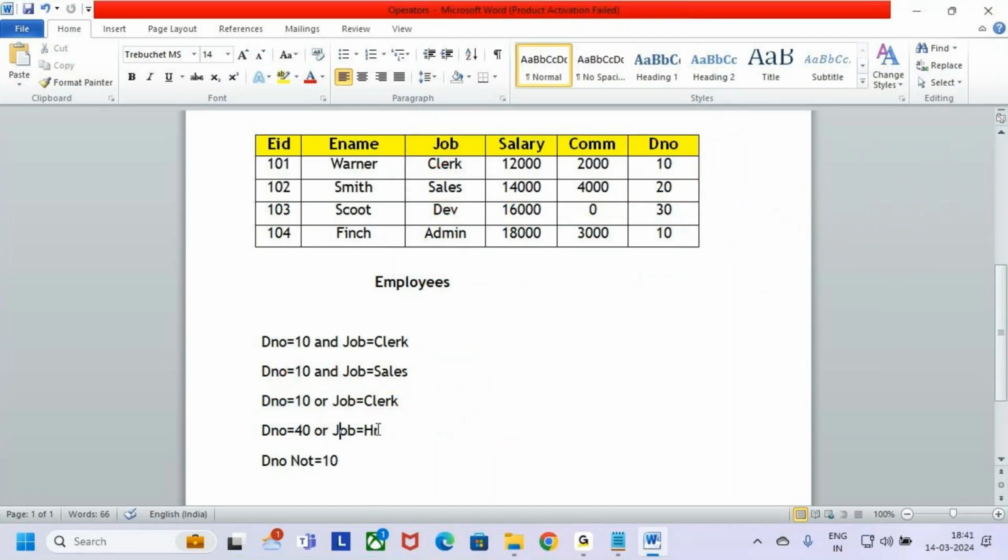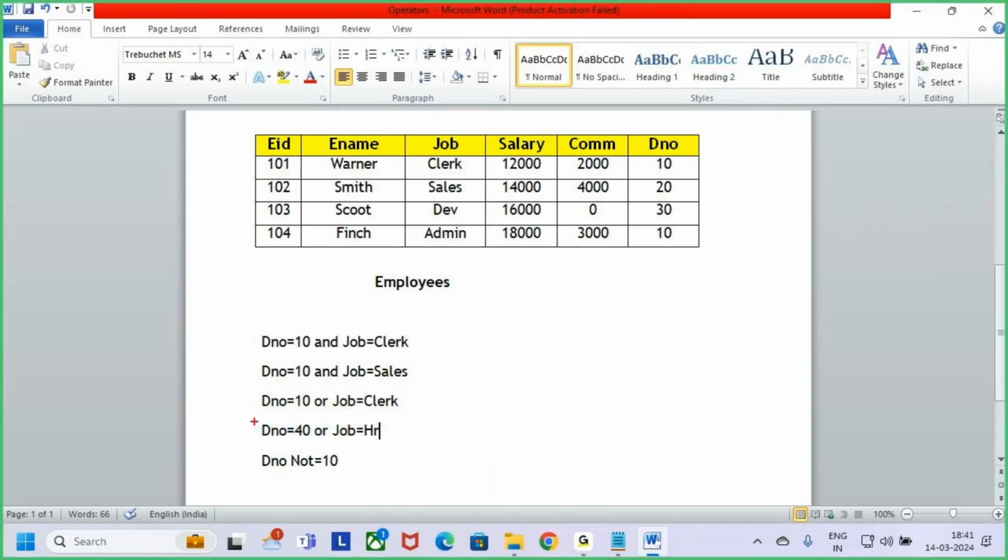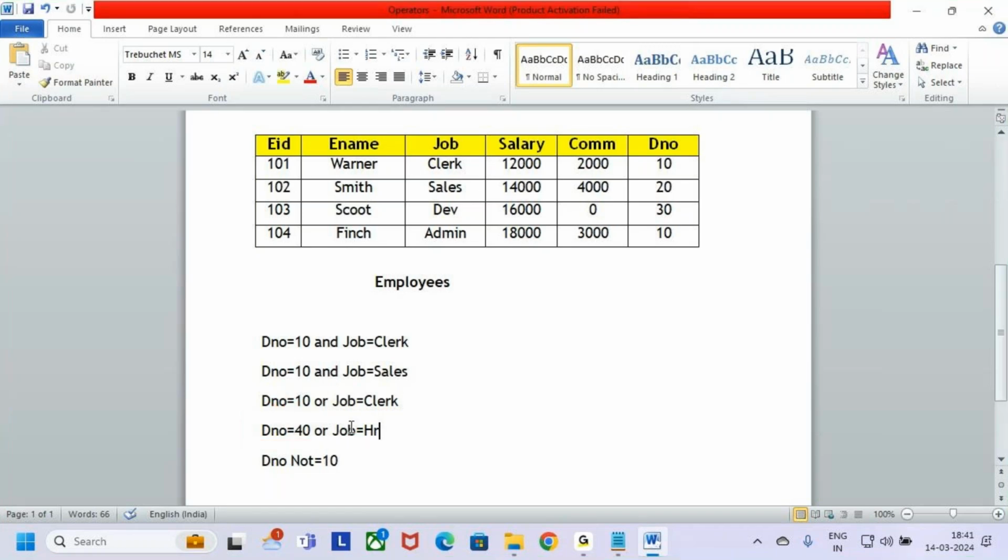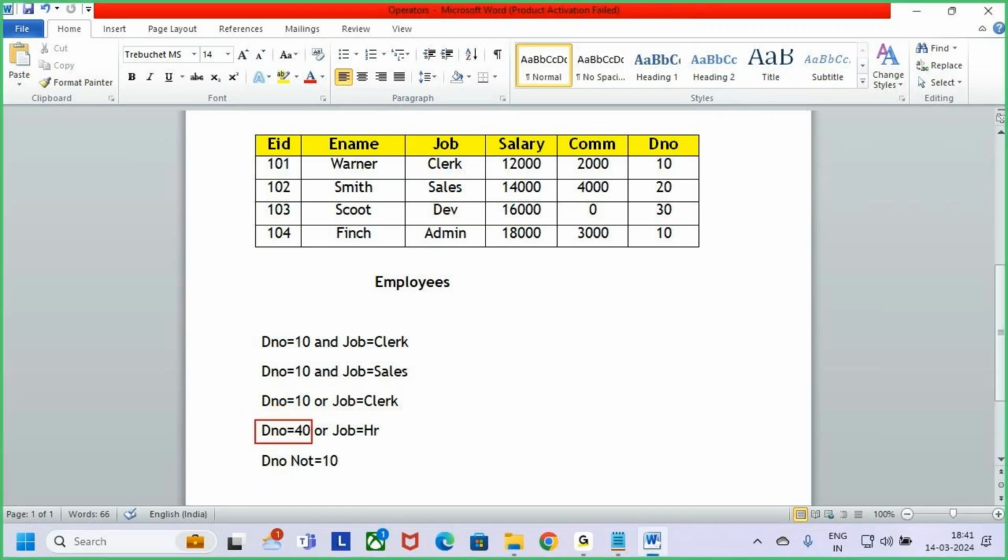And next my requirement here is I want to identify. My first condition is department number is equals to 40. Second condition is job is equals to HR. Between these two, what's the operator I'm using here? OR operator. Now try to understand. Under the department number column, I'm checking department number is equals to 40. No, the first condition is false. Now the second condition is what? Job is equals to HR.